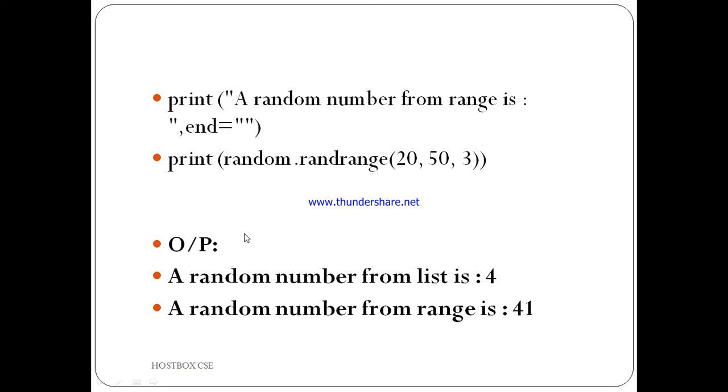So finally it successfully creates the output: from the choice it will print 4, and random number from range is 41. Again repeating, random numbers will give different output each time. So if you execute again, the output may change wherever you execute.